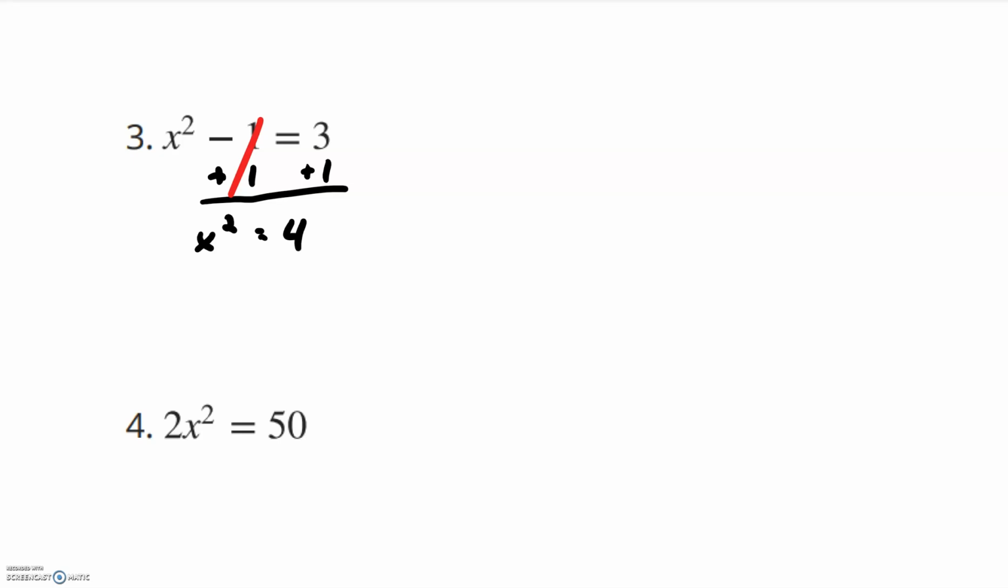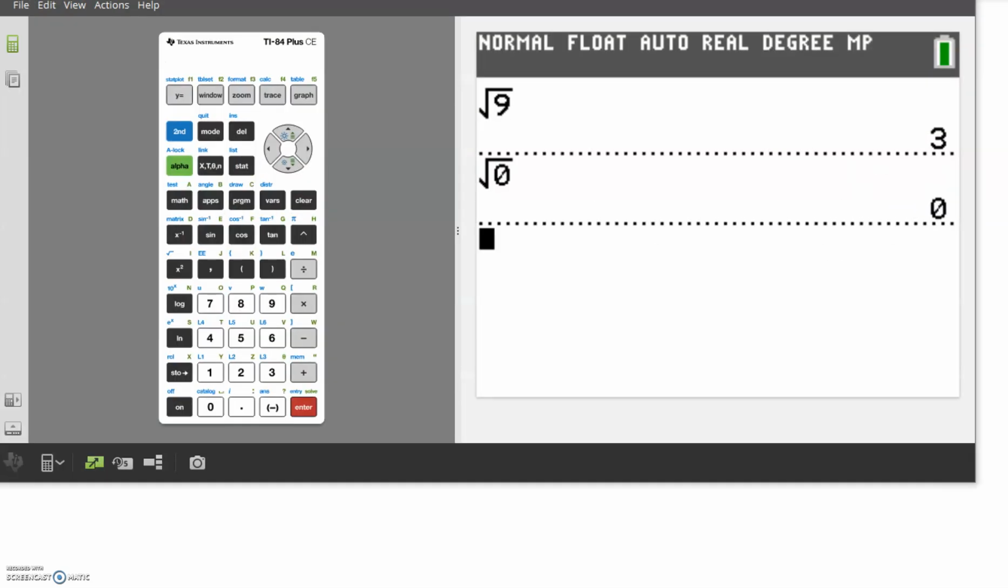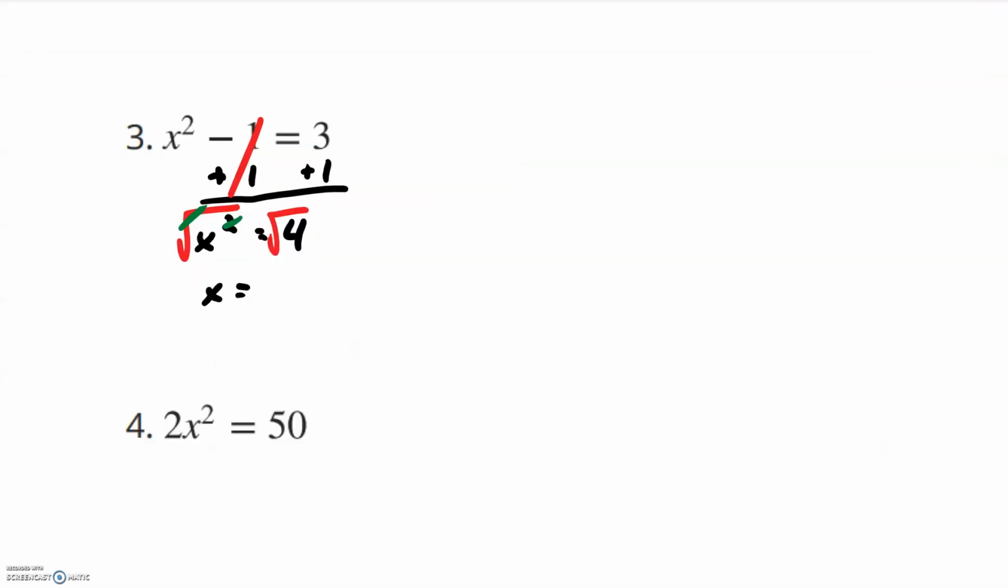Now I have something squared by itself equals a number. I take the square root of both sides because this square root cancels that squared, and I'm left with x equals, go to the calculator, find what is the square root of 4. It's 2. I have to remember it's both positive and negative 2. There are my two answers. I got two answers.